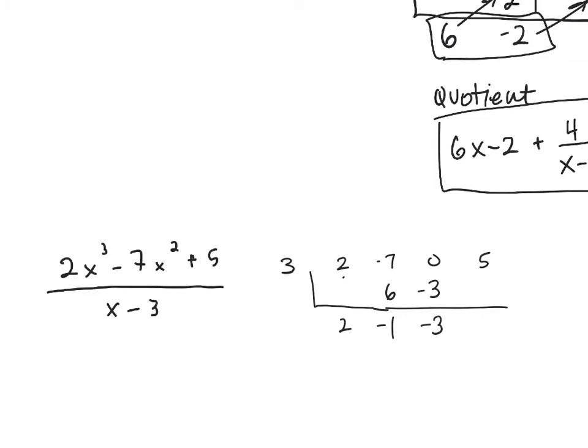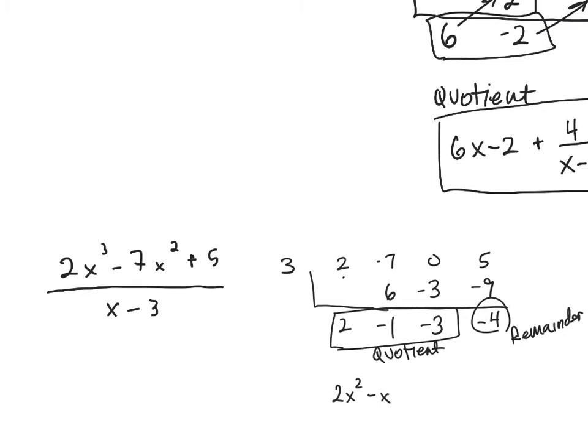0 plus negative 3 is negative 3. These terms add, or sorry, those terms multiply. Anything outside multiplies, so that's negative 9. These terms add to negative 4, so this is the remainder. This is your quotient, or at least the coefficients of the quotient. There's your constant, this is your x to the 1 term, this is your x squared term. So we have 2x squared minus x minus 3 plus our remainder over the divisor.